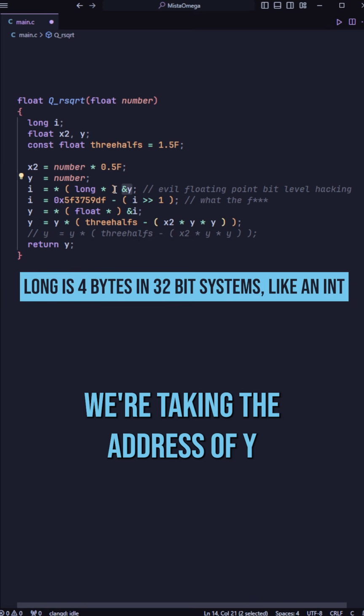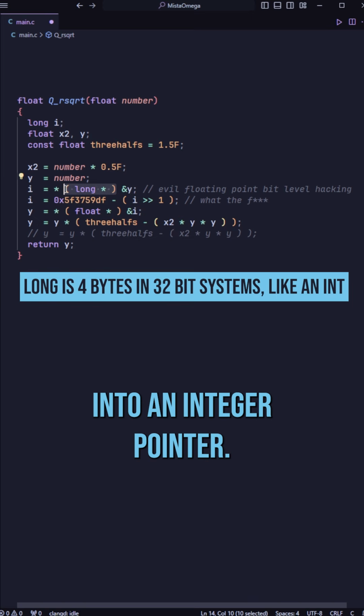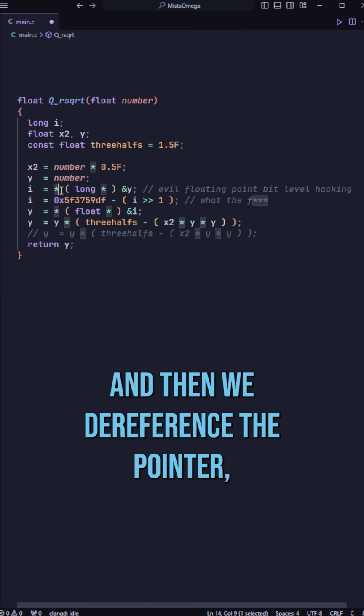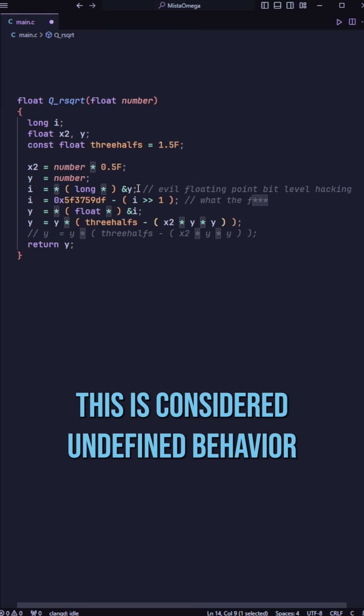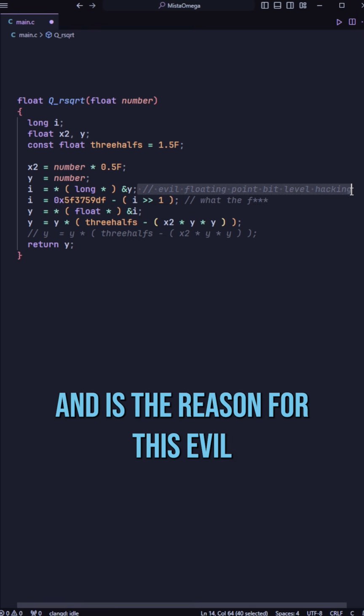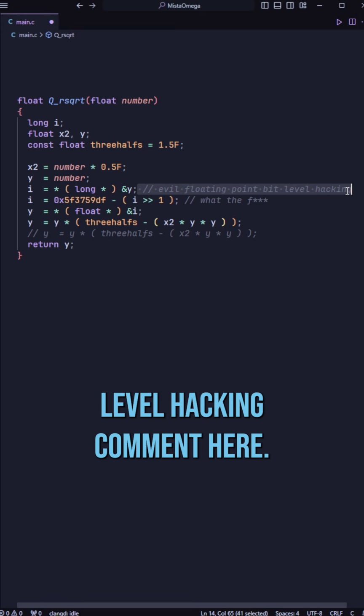We're taking the address of y, and we're going to cast it into an integer pointer, and then we dereference the pointer, which effectively converts y from a float to an integer. This is considered undefined behavior, and is the reason for this evil floating point bit level hacking comment here.